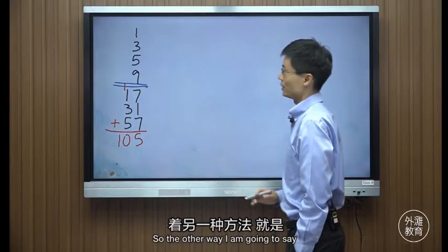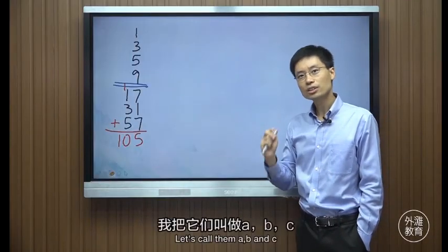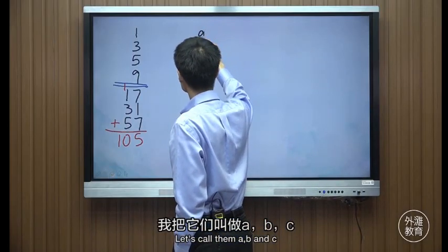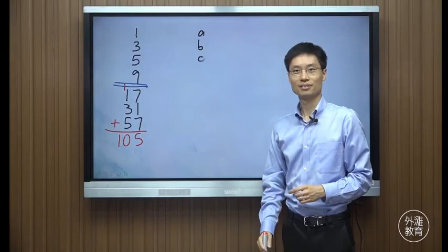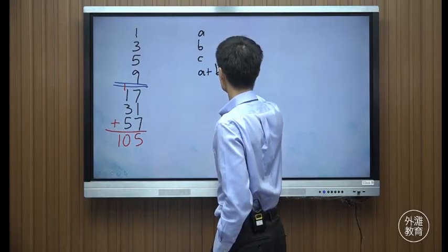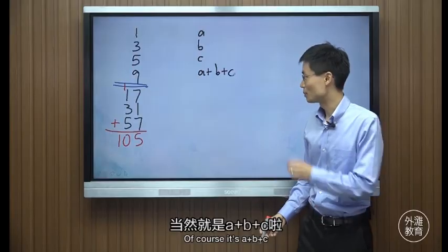The other way is that maybe let's not think of 1, 3, 5 yet. Let's call them A, B, and C. I have A, B, and C. In that case, can you tell me what's the 4th number? Well, that's easy. That's just A plus B plus C. I don't even have to do any work. Of course it's A plus B plus C.